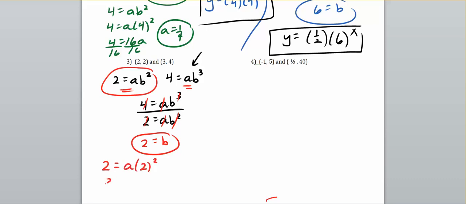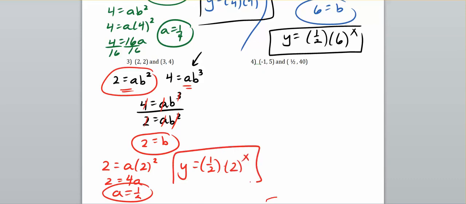And I square it. 2 equals 4a. So my a is 1/2. So I have my a and my b. I write my final answer as a times b to the x. And that would be my final answer.